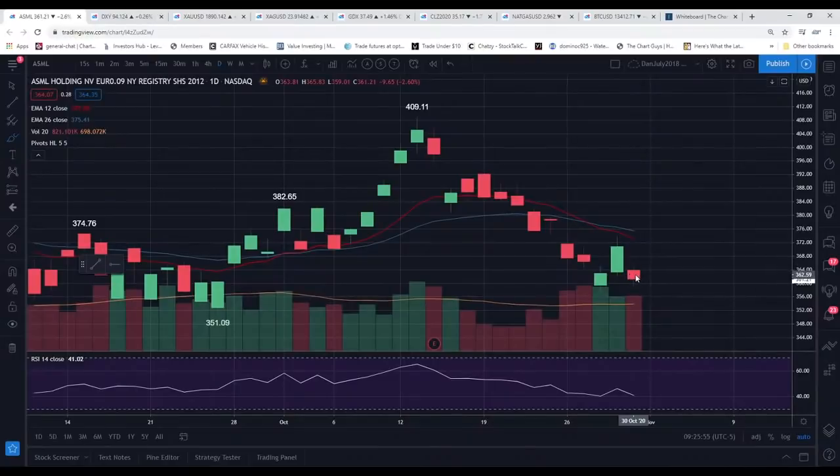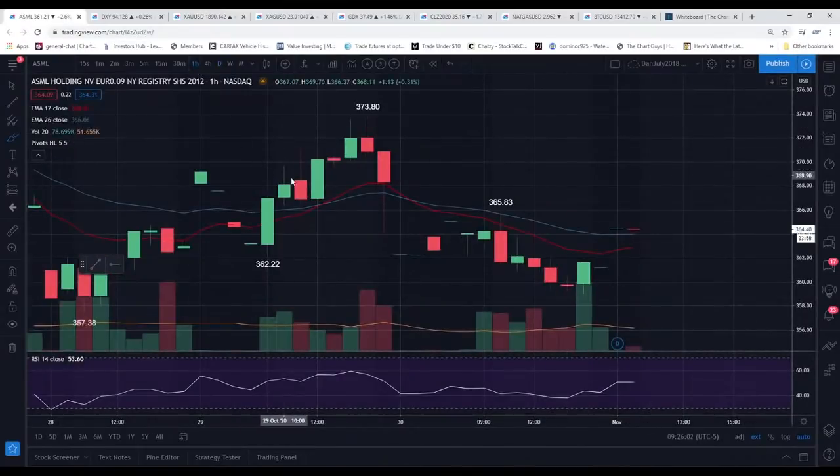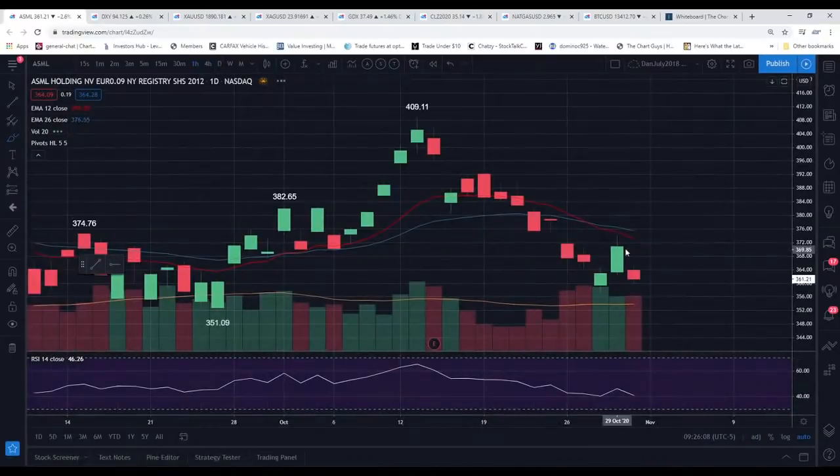So I care about 359 support and 373.80 resistance as the most important levels. If I'm looking shorter term, the bulls certainly want to break the high of Friday, 365.83 first thing, but I care more about that high of that bounce on Thursday.